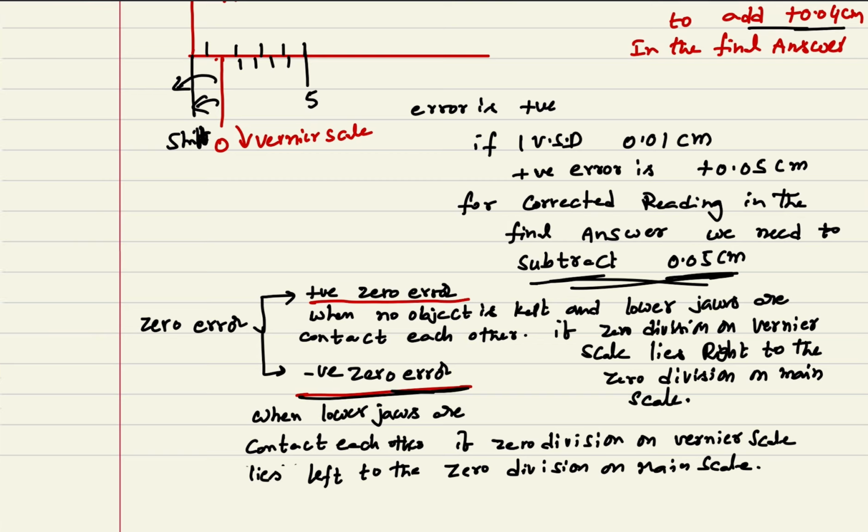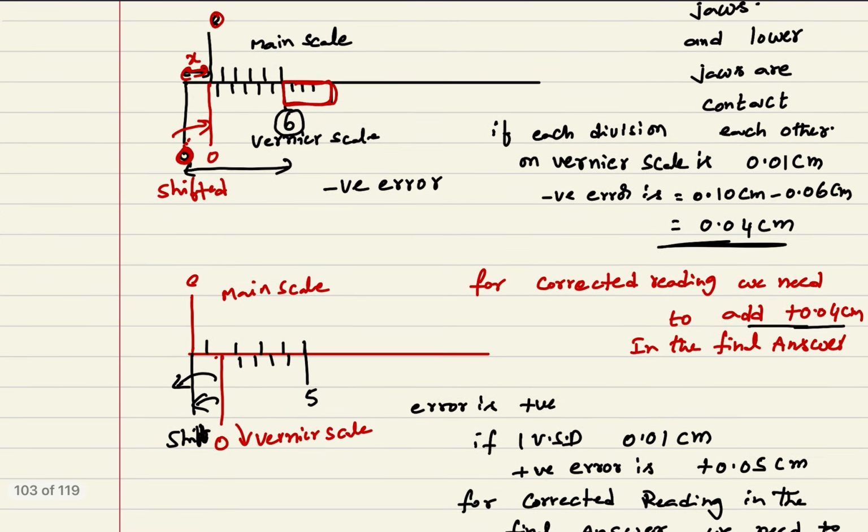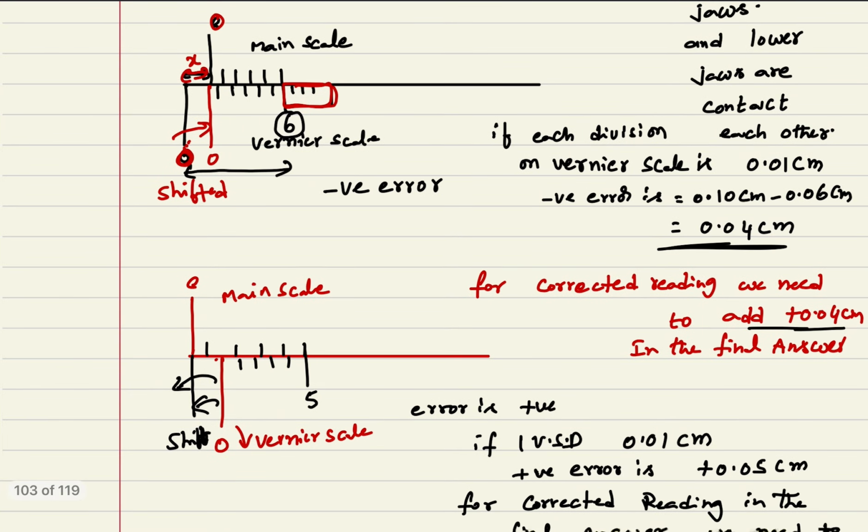Kindly keep in your mind, whenever negative error is there, to correct it, you have to shift the zero division to the right side, and to correct the positive zero error, the zero division on the vernier scale should be shifted towards the left side. That's why you subtract for the corrected reading in positive zero error. For negative zero error, we are adding. And again I am telling, in case of negative zero error, if the sixth division coincides, I will give the different models.